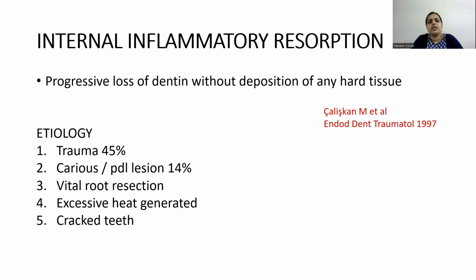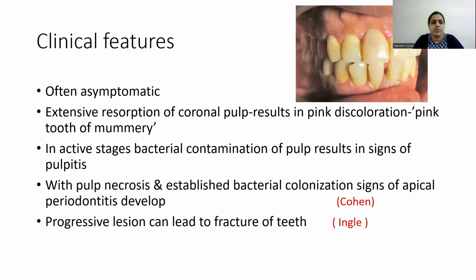Now coming to the second kind of internal resorption, which is very common, that is internal inflammatory resorption. Here progressive loss of dentin will be present, but without deposition of any hard tissues like in metaplastic. Etiology includes trauma, caries, periodontal lesion, vital root resection, excessive heat generation, then cracked teeth. All these are etiological reasons for inflammatory resorption. Clinical feature: often it is asymptomatic. Extensive resorption of coronal pulp results in pink discoloration.